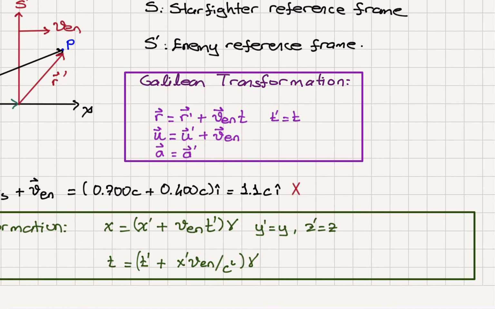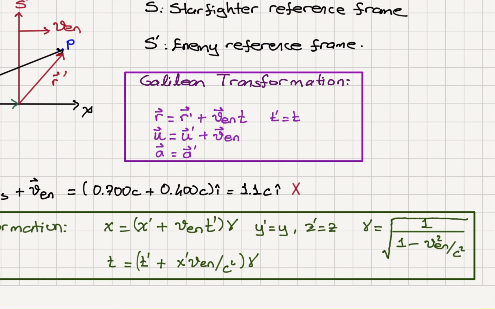What is gamma? Gamma, the relativistic correction factor, is 1 over square root 1 minus v enemy square divided by c square. So this is the relative speed of the one reference frame we're looking at with respect to the other. So this is 1 over square root 1 minus the relative speed of the two reference frames square divided by c square.